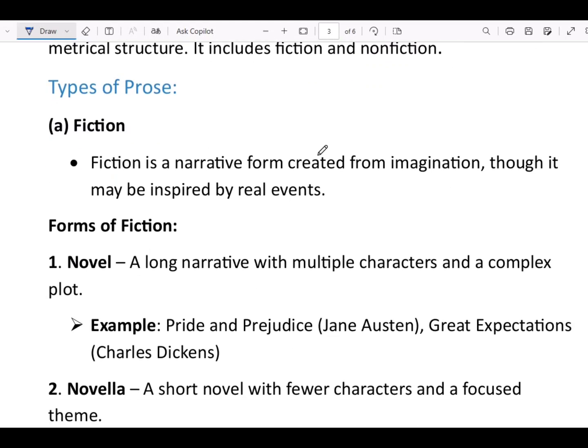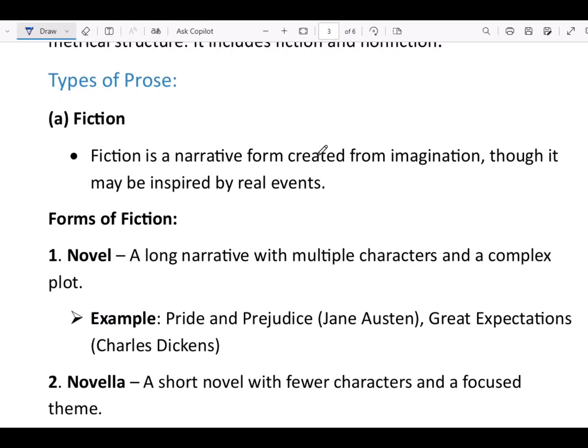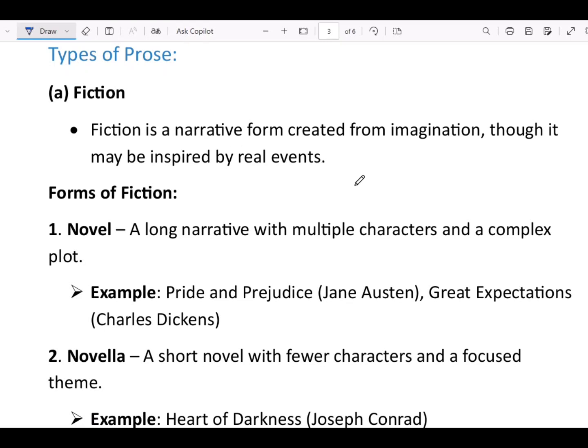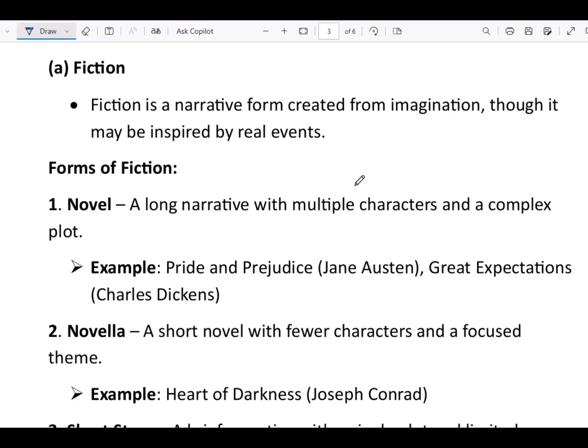Now let's talk about the types of prose. In types of prose we have fiction and non-fiction, and under fiction also we have so many categories. Now let's learn. So fiction, what is fiction? Fiction is a narrative form that is created from imagination, though it may be inspired by some real events. So fiction is the imaginative way of storytelling, in short. Now there are some forms of fiction also.